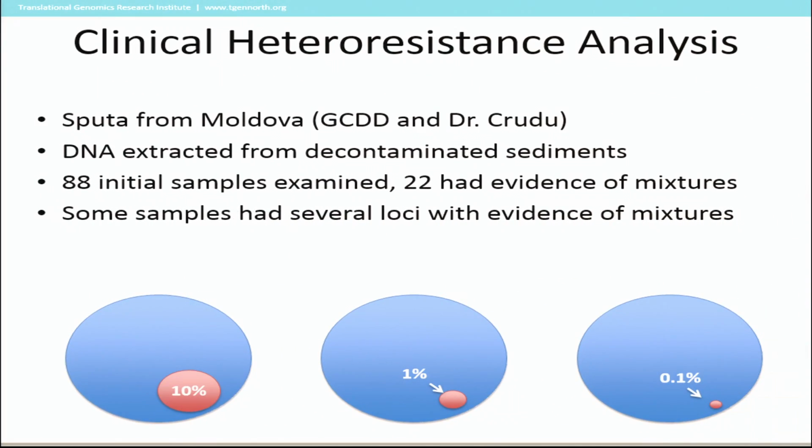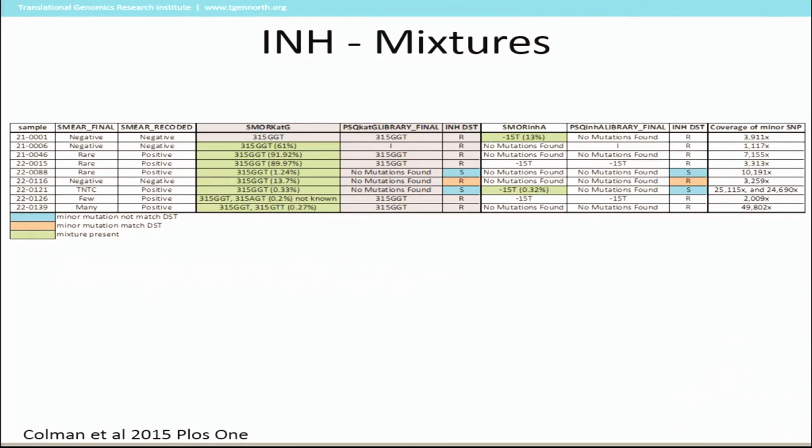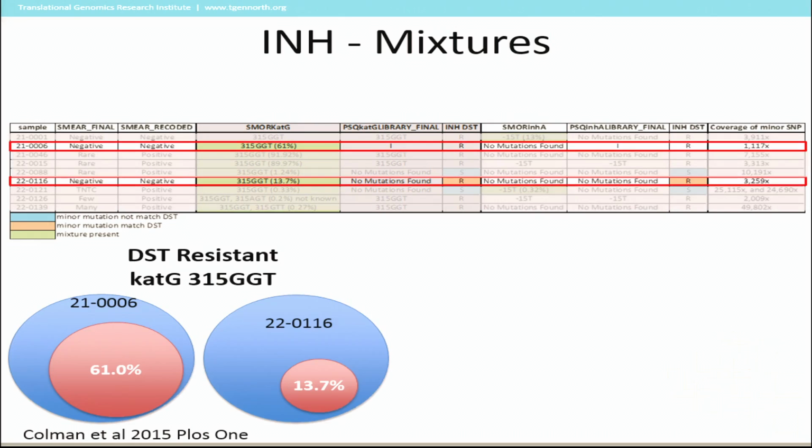So looking back at some of the initial samples that I talked about from Moldova, there was a number of these XDR samples that had evidence of mixtures in them. And I know you guys probably can't read that. I'm not going to go through all this data. I just want to point out a couple samples within these mixtures, and this data has been published.